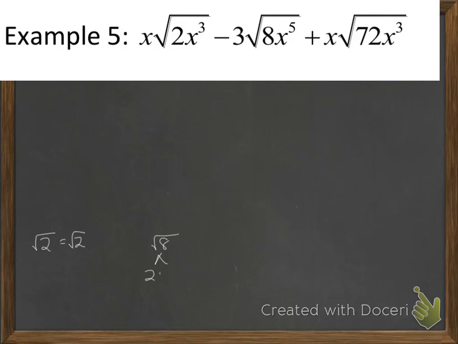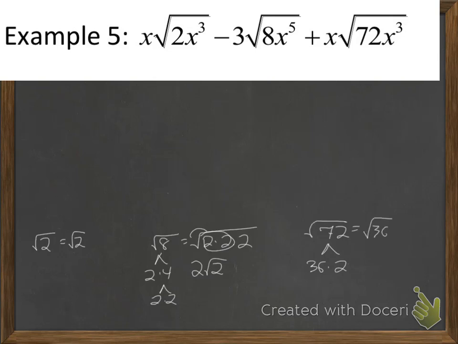Well, 8 is 2 times 4, and 4 is 2 times 2. So we have 2 times 2 times 2. One of the 2's escapes, so we can rewrite the square root of 8 as 2 times the square root of 2. What about 72? Well, if you want, you can do the prime factorization. I'm going to take a shortcut here, just to remind you of this other method. 72 is 36 times 2, so the square root of 72 is the square root of 36 times the square root of 2. 36 is a perfect square. The square root of 36 is 6. So I can rewrite the square root of 72 as 6 square roots of 2.